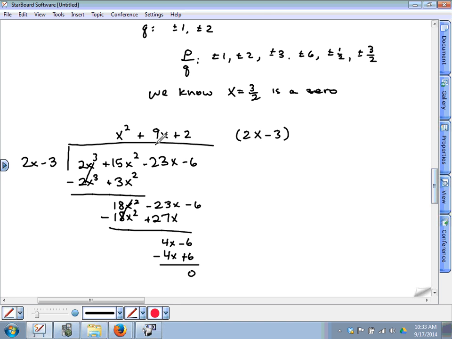2x minus 3 is the factor. And look at what we get. The remainder is 0. What does that prove? If the remainder is 0, what does it prove? That it is a zero. So for these funky zeros like this, x equals 3/2, you've got to figure out what the factor is. In this case, it's 2x minus 3, and divide using long division. Got it?